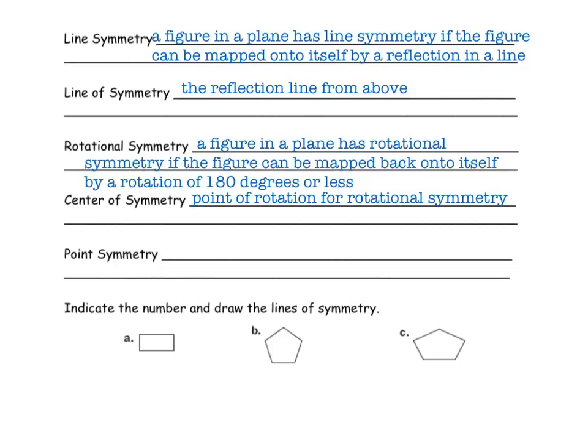If a figure has rotational symmetry, then it has a center of symmetry, which is the point of rotation for that rotational symmetry. So it's the point about which the figure rotates.